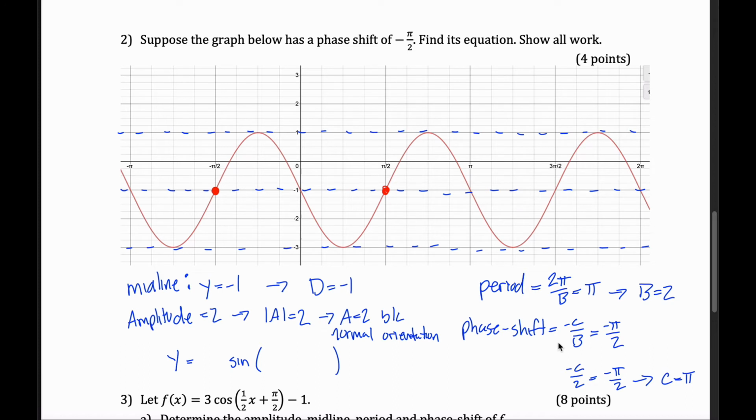So I've got a, b, c, and d. So my equation is y equals 2, the value of a, times the sine of bx plus c. So 2x plus pi, plus d, which is equal to -1. Here's the equation of the graph pictured.